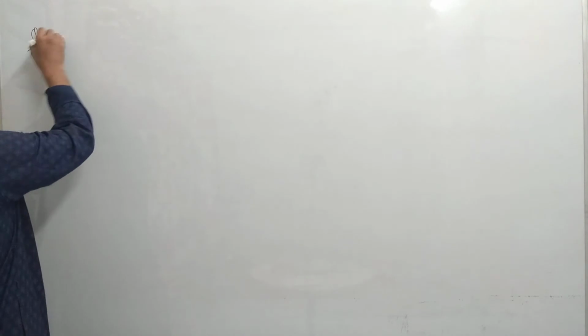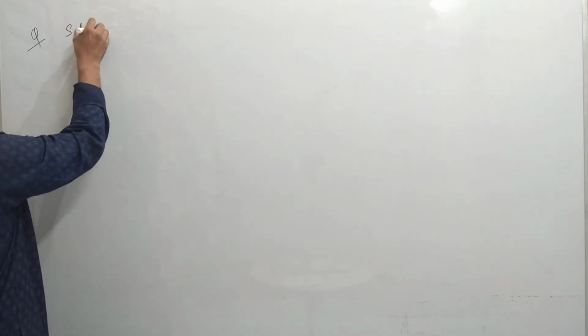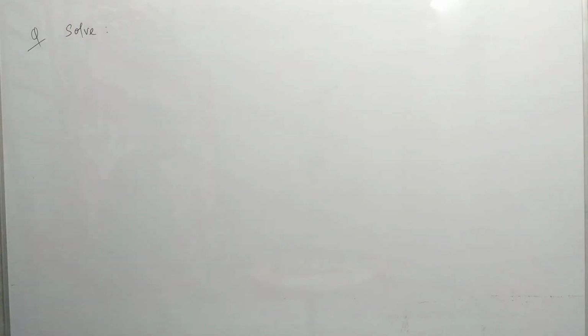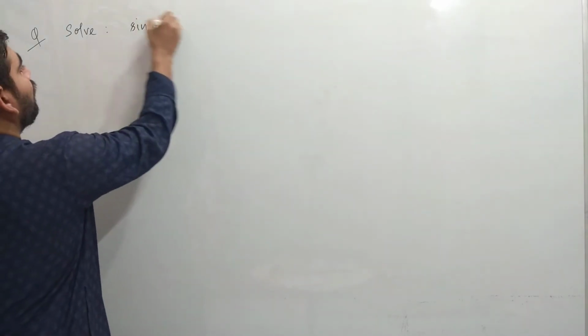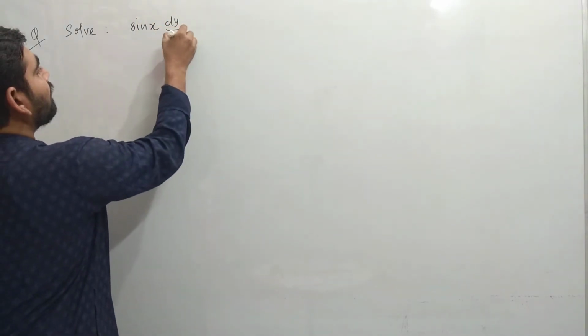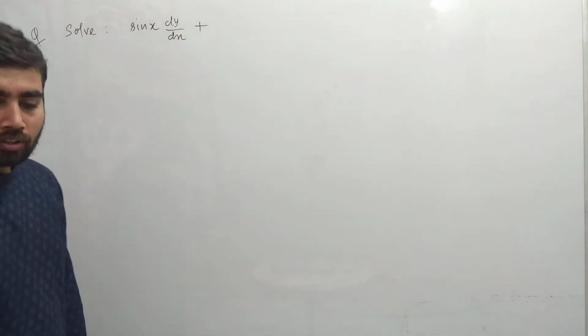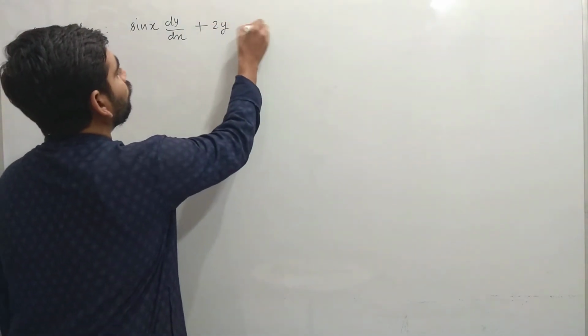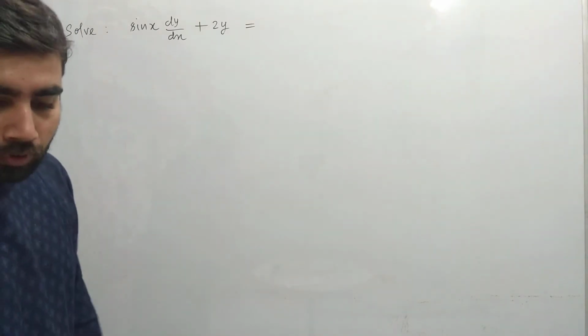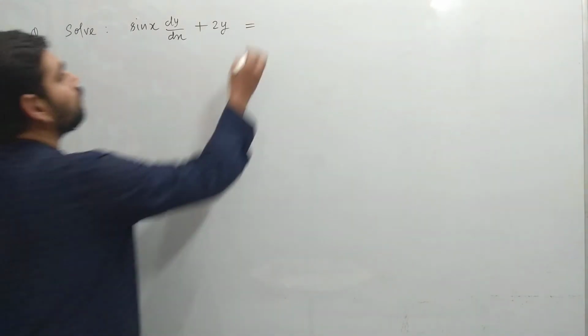The very first question is: solve the differential equation sin x dy by dx plus 2y equals tan cube x upon 2.